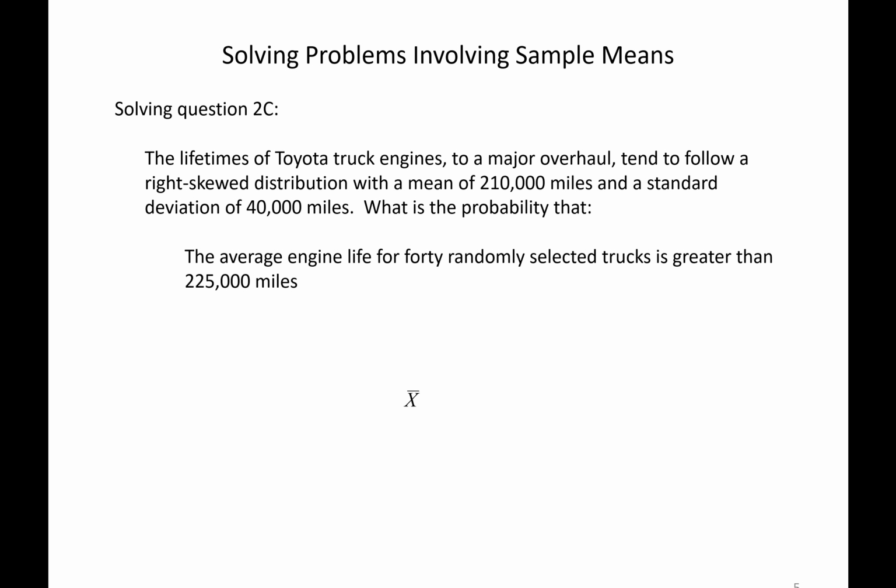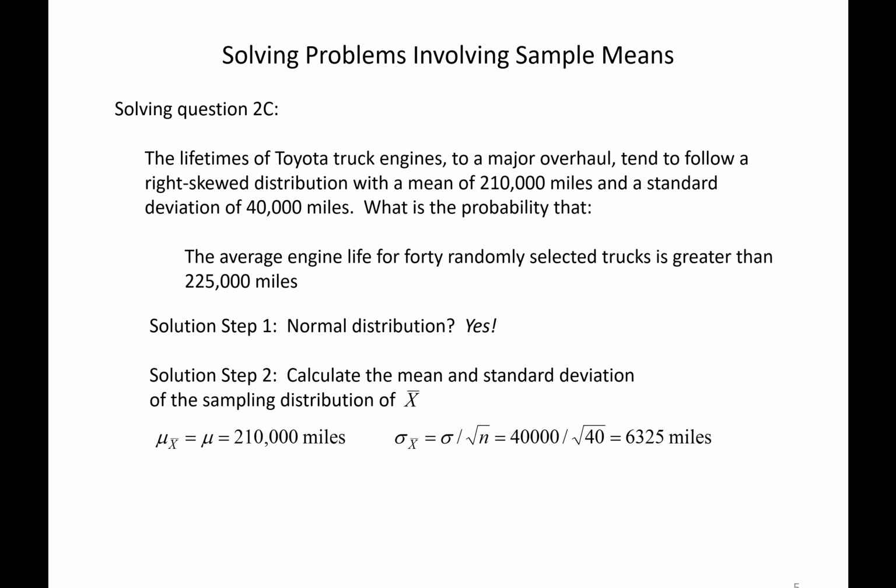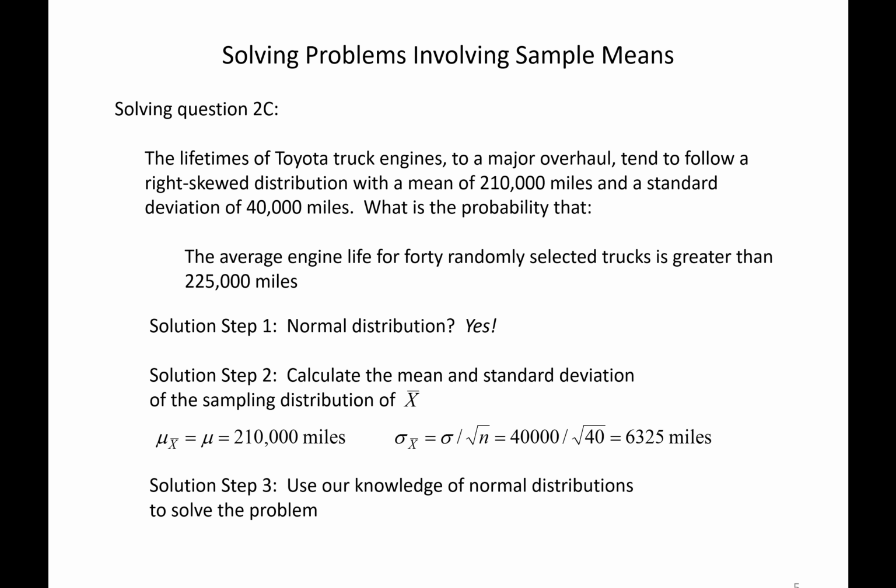So let's look at the solution to question 2C. We've got that restated here. So solution, step 1, is it normal? Yes, we checked that already. Step 2, calculate the mean and standard deviation. Then the mean is just the same as the mean for x, which is 210,000 miles. The standard deviation for x bar is going to be sigma divided by square root of n. So that's 40,000 miles divided by the square root of 40, which is 6,325 miles. And so now we know the mean and the standard deviation.